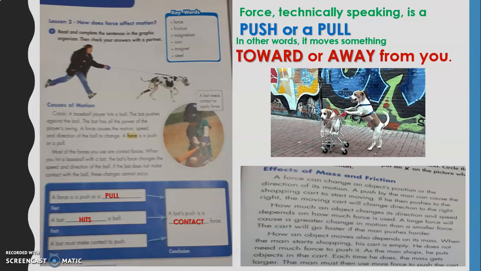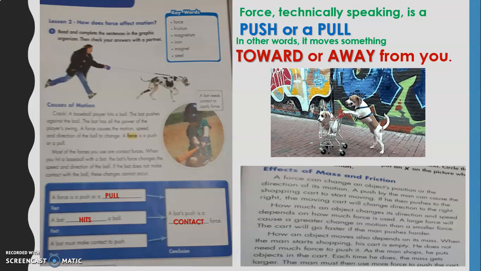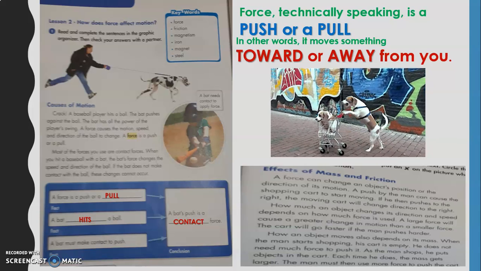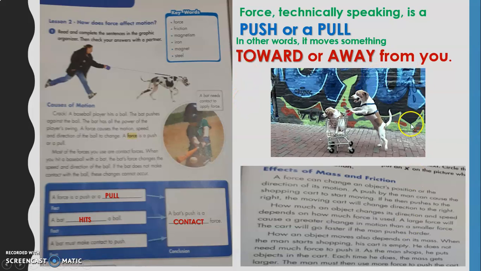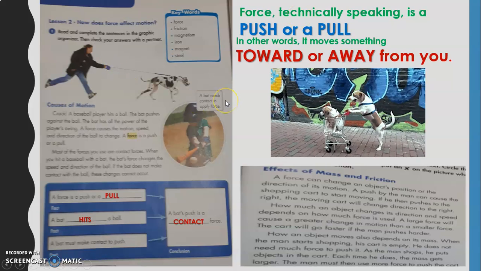Okay? How an object moves also depends on its mass, as I said beforehand. When the man starts pushing, that is to say the doggo, his cart is empty. He doesn't need much force to push it, but the poor doggo is pushing another dog inside the shopping cart, and he needs a greater effort, right?